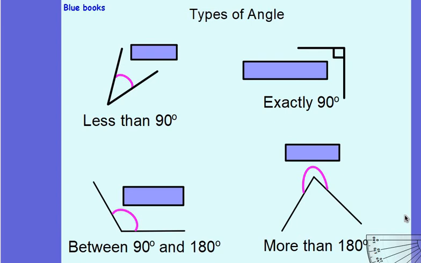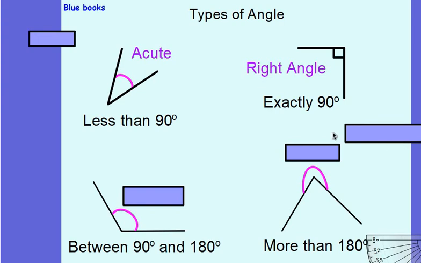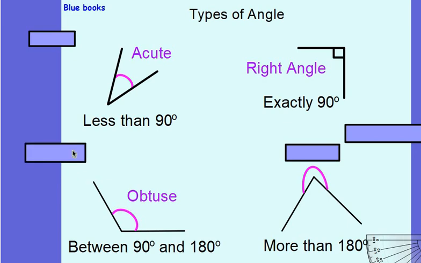Right, let's check you've labelled them correctly. Less than 90 degrees, you needed to label that an acute angle. Exactly 90 degrees is called a right angle. That's sometimes shown as a little square. Between 90 and 180 degrees is an obtuse angle. And more than 180 would have been a reflex angle. Please make sure you've got these notes written up clearly in your dark blue books for me.